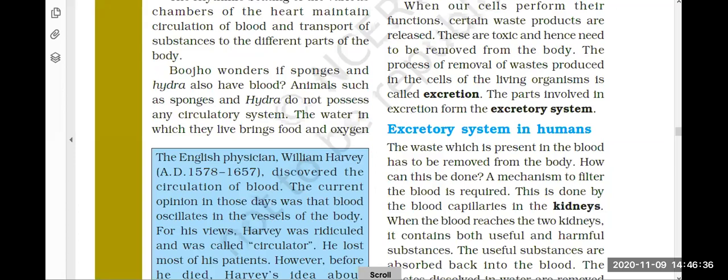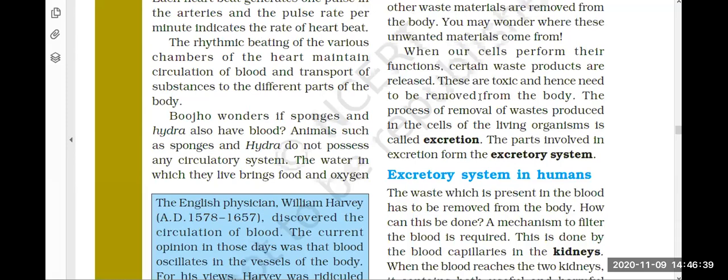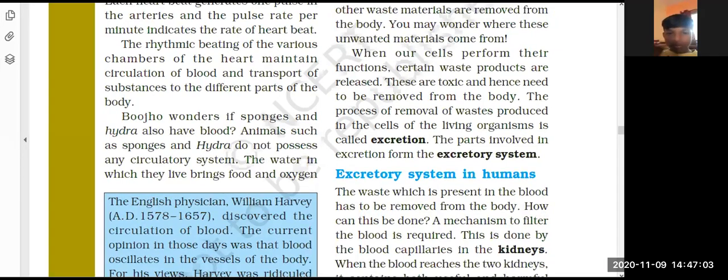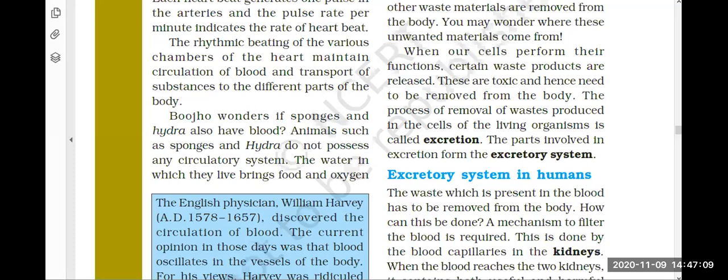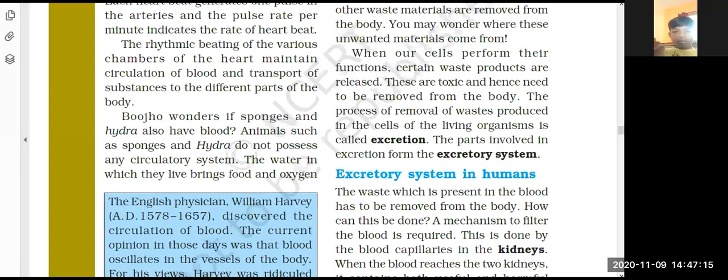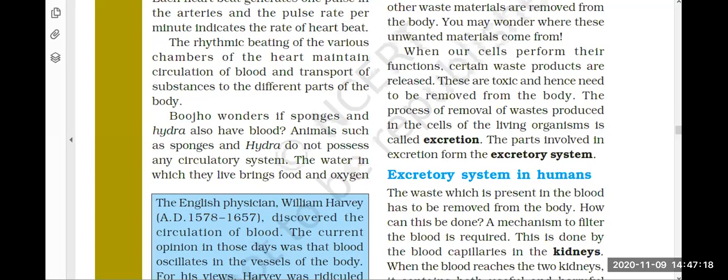I hope all of you understood the circulatory system in humans. The heart is not on the left or right, it is slightly in the middle. And it is approximately the size of your fist. Normally the size of the heart is according to the size of your fist. So if you are big, your fist will be big, so your heart will be big accordingly.